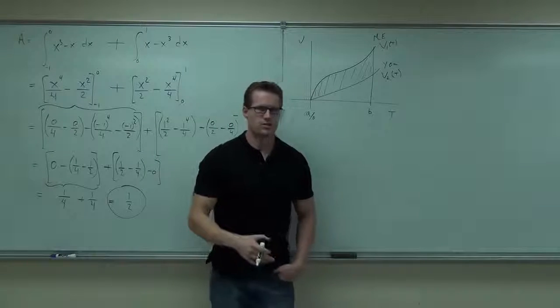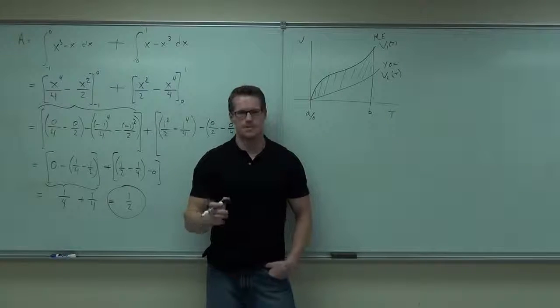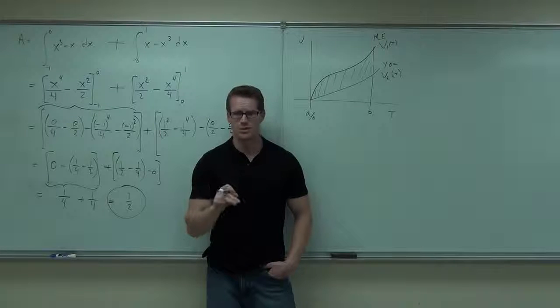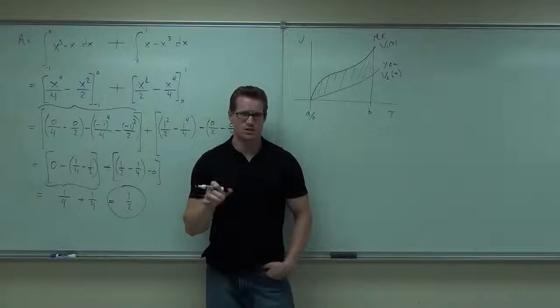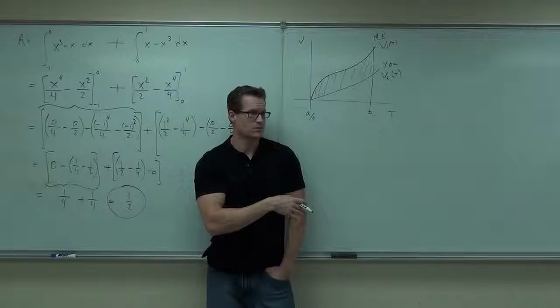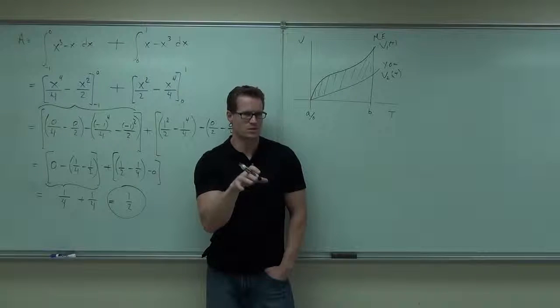The question is, what does that area actually represent? Clearly I won, because my velocity was quicker than yours. This is not position, by the way. If you had a velocity curve, you could integrate to find your position. Remember that? Velocity to position, you integrate.